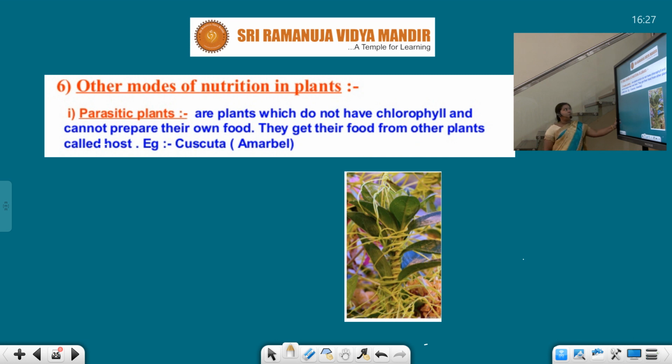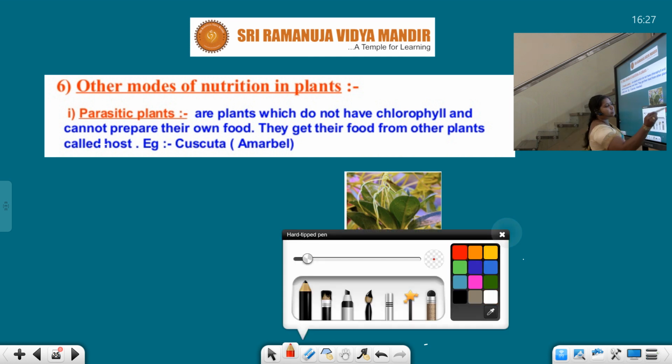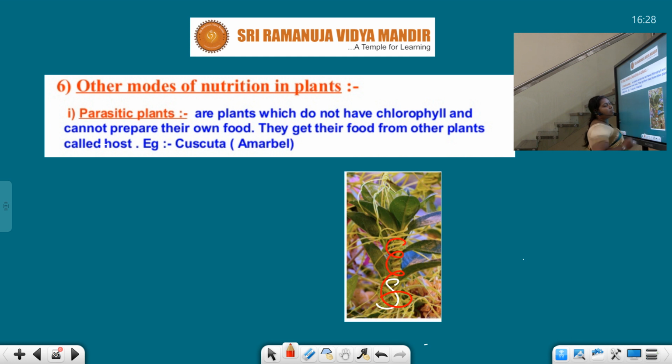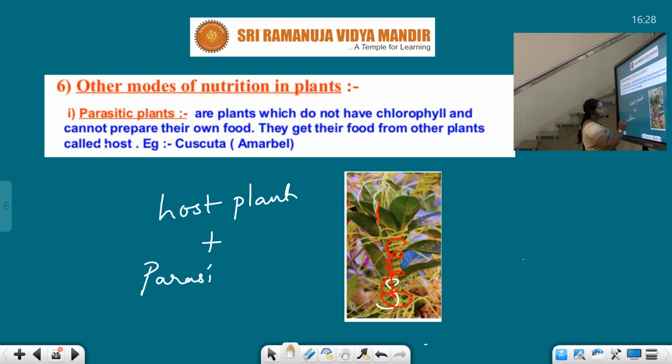And other modes of nutrition, parasitism. Parasitic plants, some plants, example Cuscuta, they can't synthesize the food. Okay, so they'll have an association with other organisms, other plants. Okay, for example, see these small thin structures are there, no? This is the Cuscuta and this is the other plant. So we can also call it the host plant. There is an association between the host plant and parasitic plant.